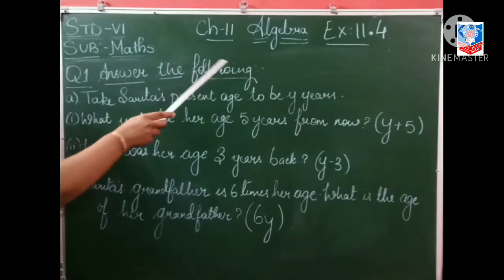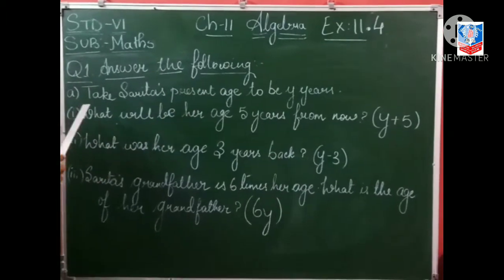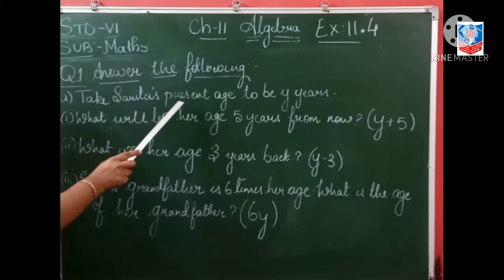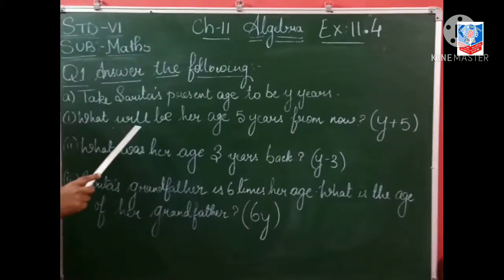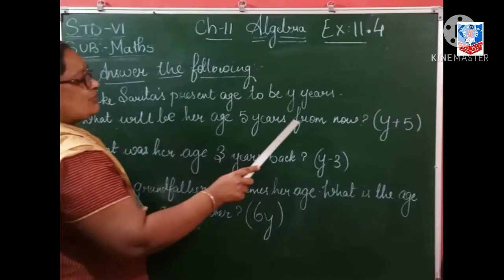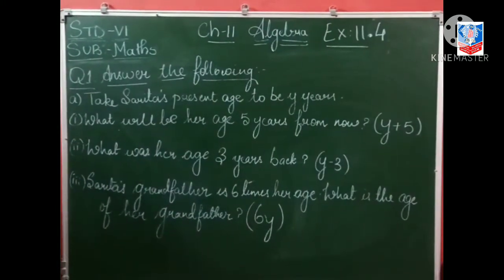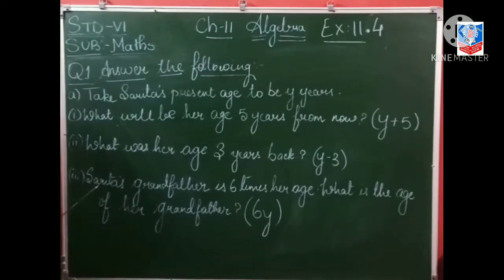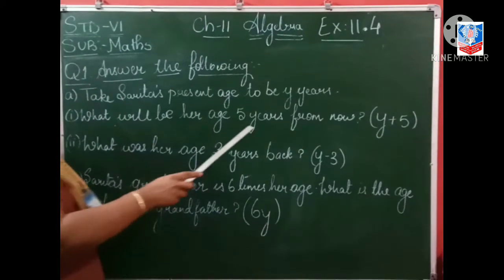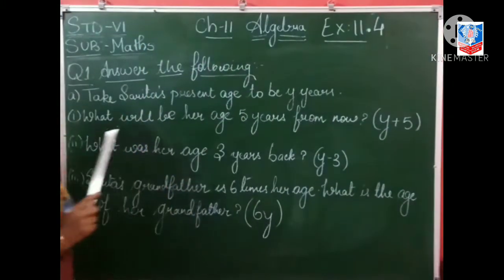Exercise 11.4, question number 1. Answer the following. Take Sarita's present age to be y years. What will be her age 5 years from now? We take Sarita's age to be y years now. Then what will be her age after 5 years? That means her age after 5 years is y plus 5.